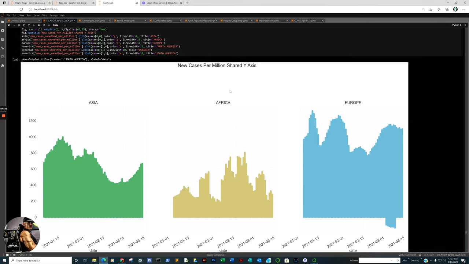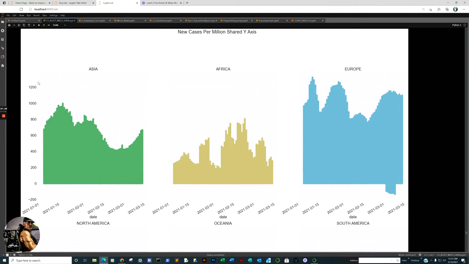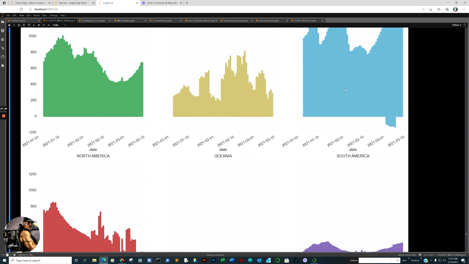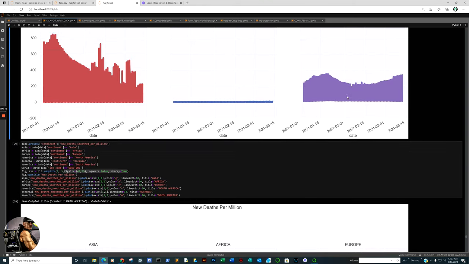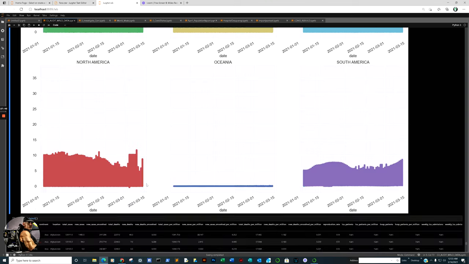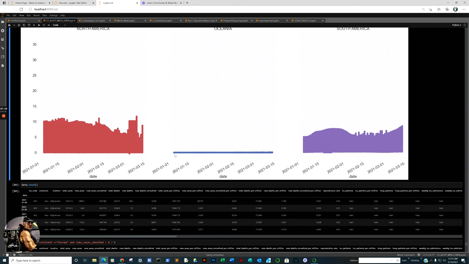New cases per million, shared y-axis. That means all the same here. 1,200 there, 1,200 new cases per million. Nothing dramatic. Europe's still up there. Deaths per million: stabilized in Europe, dropping in Africa, nothing fancy for Asia. United States, nothing dramatic. Oceania, to give you perspective.